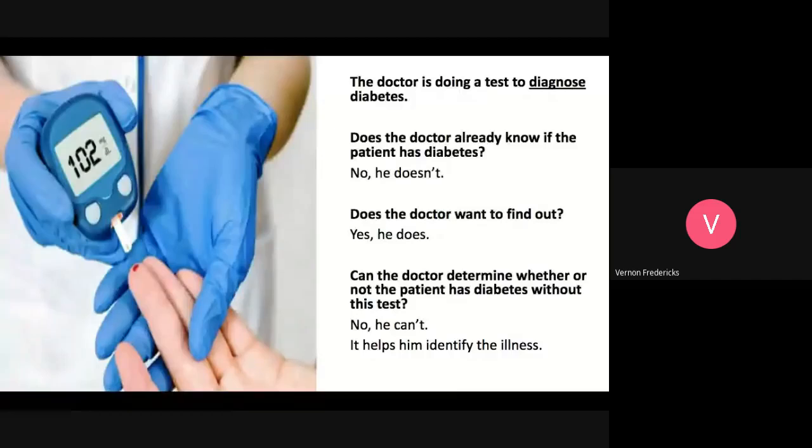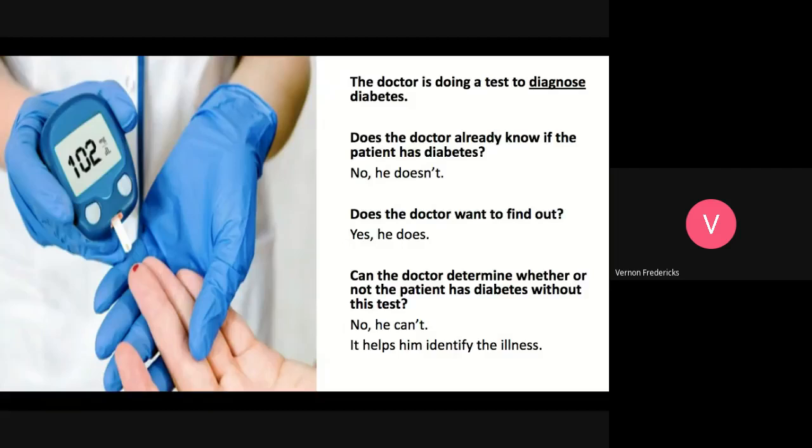Okay, so let's have a look at the right-hand side of the words. The doctor is doing a test to diagnose diabetes. The doctor is doing a test to find out if the person has diabetes. Question number 1. Does the doctor already know if the person has diabetes? No, he doesn't. Does the doctor want to find out if the patient has diabetes? Yes, he does. Can the doctor determine whether or not the patient has diabetes without this test? No, he can't. It helps him to identify the illness.